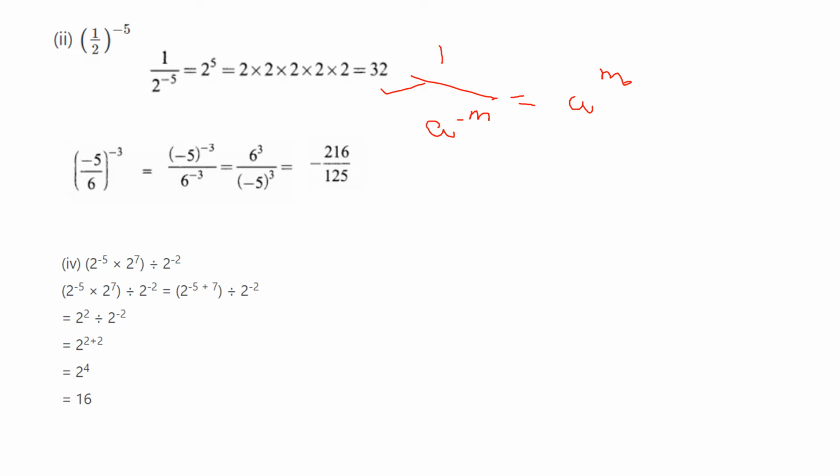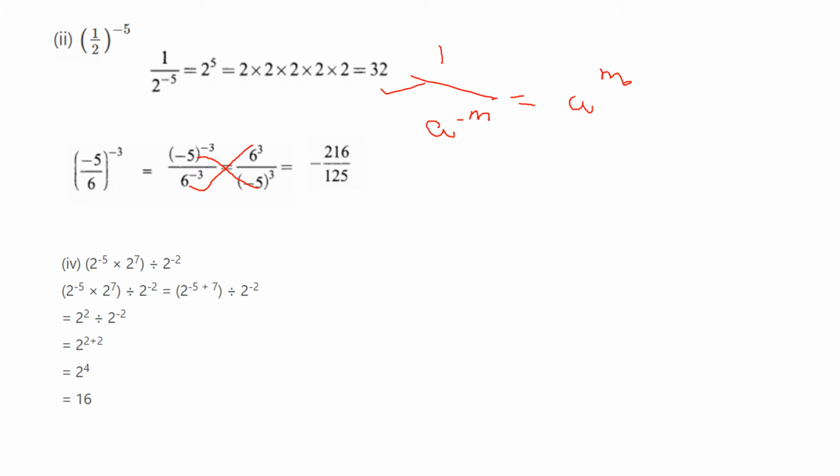Next one, minus 5 by 6 whole to the power minus 3. So we can write it as, expand here, minus 5 to the power minus 3, 6 to the power minus 3. That means a to the power minus m is 1 by a to the power m. So we can write it as 1 by minus 5 cube. 6 to the power minus 3 means 1 by a to the power minus m, we can write it as a to the power m. So we can write it as 6 cube. So 6 cube is 216 and minus 5 cube is minus 125.